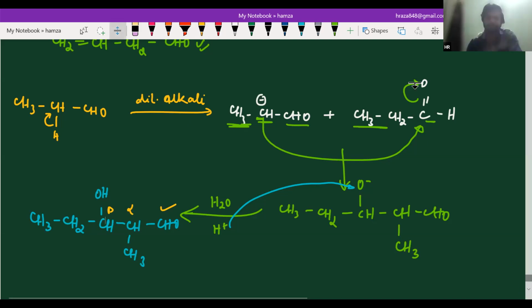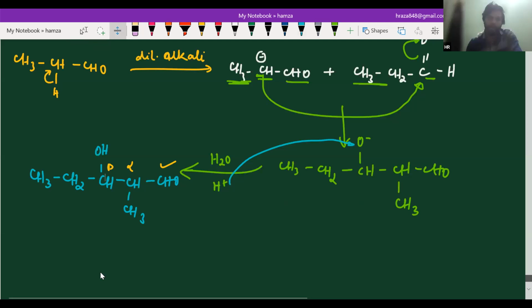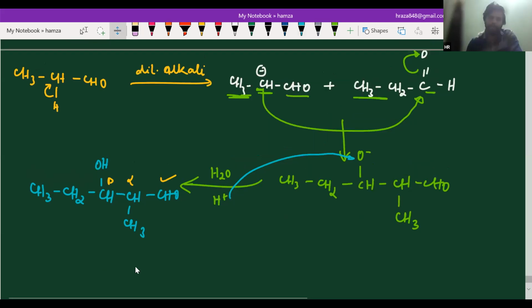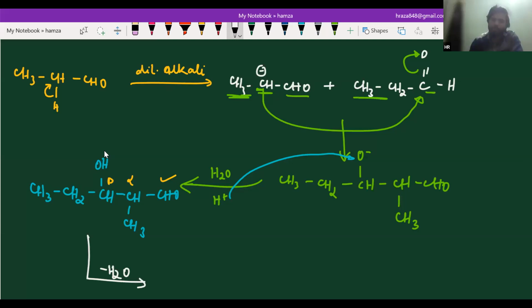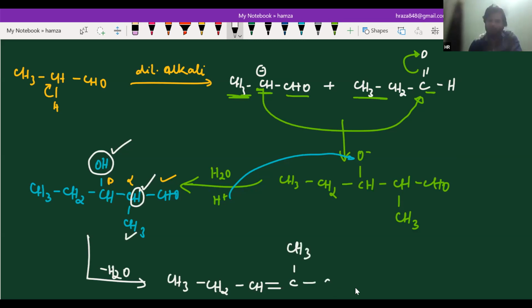Now you are going to do the aldol condensation, that means removal of H2O. What I told you to do: remove OH from beta and remove hydrogen from alpha. So you will get CH3CH2 as it is, and then CH, and now there will be a double bond, and this CH is already gone with this OH. So you will have C left, and this CH3 is connected with this C. In this way, you will get the product. This is the main product.